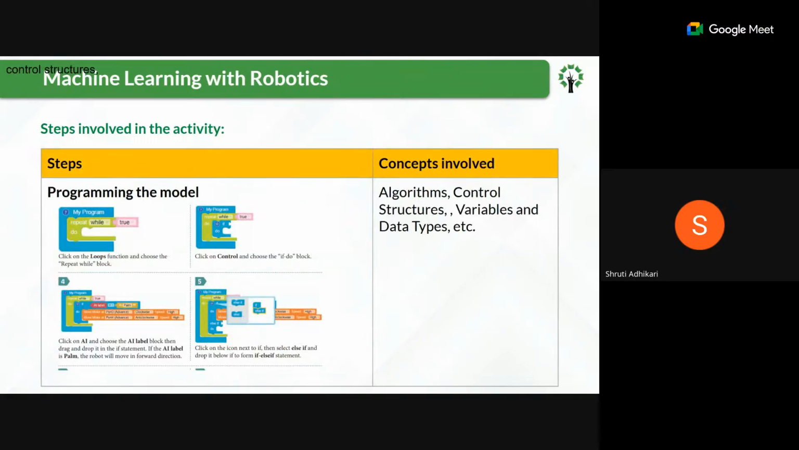Then the steps involved in the activity, like programming has to be done, right? So here the concepts involved are algorithms, because they will be giving stepwise instructions to the robot, right? Control structures, the concept of variables is being used in this program, data types, etc., because they are making use of different data types. They are making use of variables. Okay, so here it is a string data type.